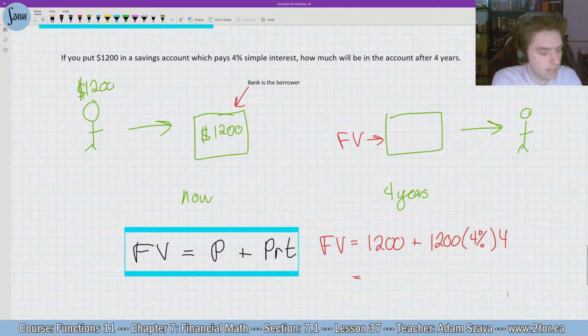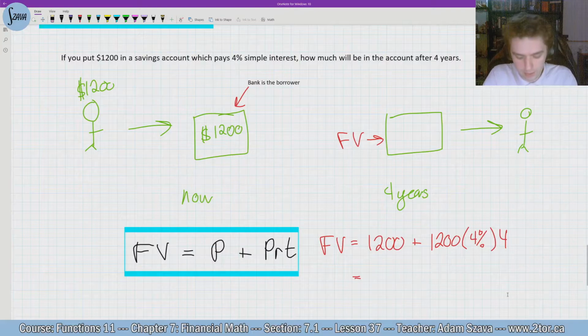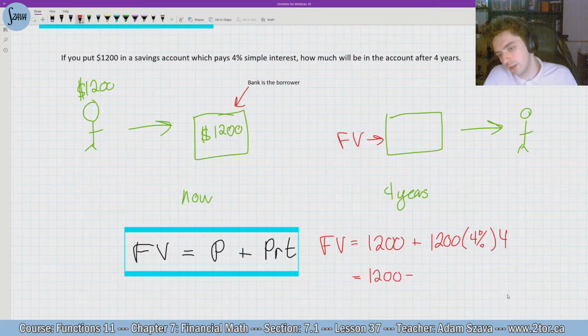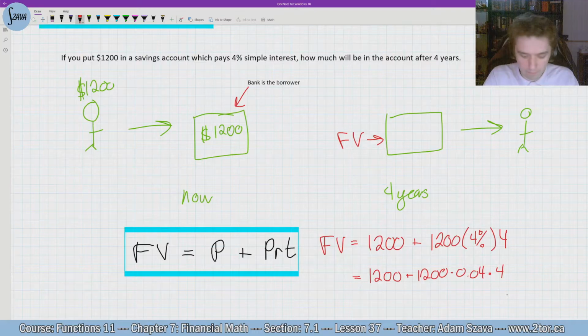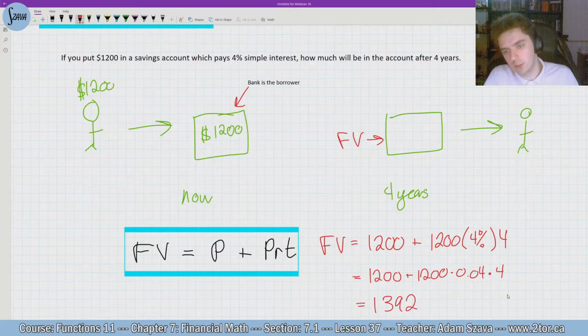And so now you just plug that into a calculator, right? That's just some number that we can calculate there. It's 1,200 plus 1,200 times, and now importantly, you can't just type in 4, right? It's not 4 times 4 at the end here. This is 1,200 plus 1,200 times 0.04, right, times 4, right? Some calculators have an actual percentage button, but you don't have to do that. You can just type in 0.04, which is 1,392. So after 4 years, it's $1,392, right?